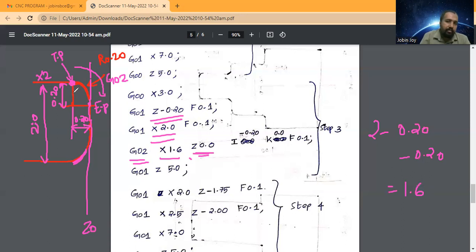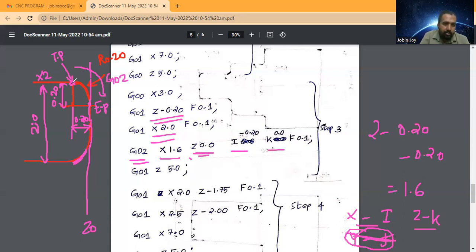And when you give an arc, there will be parameters. The X parameter is called I, the Y parameter is called J, and the Z parameter is called K. Here in the case of the lathe, there is no Y axis, so there is no Y parameter, only two parameters. In the case of the lathe, only two axes, X and Z, so only I and K.